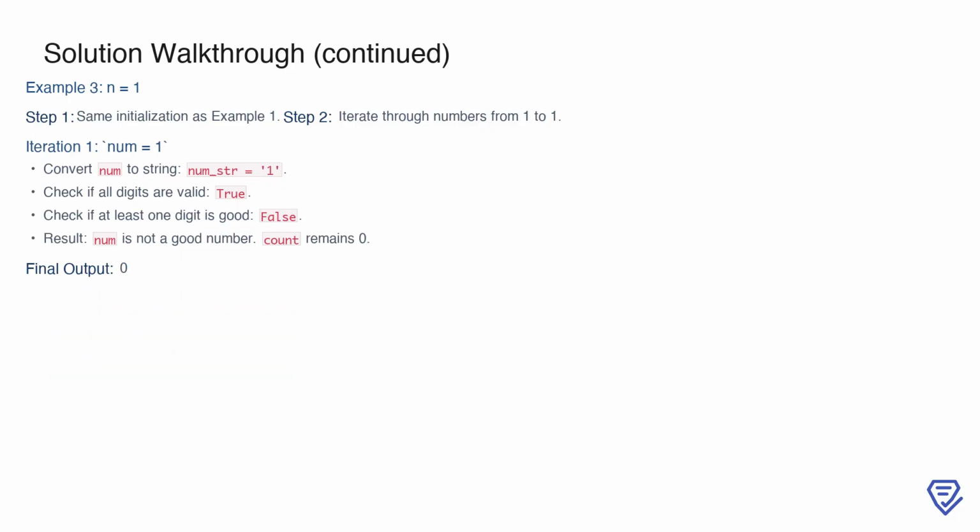In this final example, the range of numbers we evaluate is from 1 to 1. We initialize the same variables as before and proceed with the single iteration for number equal to 1. Converting number to a string gives number_str equals 1. Checking if all digits are valid, we confirm that 1 is in invalid_digits, so this condition is true. However, when checking if at least one digit is good, we find that 1 is not in good_digits, so this condition is false. As a result, number is not a good number, and the count remains 0. The final output for this example is 0.